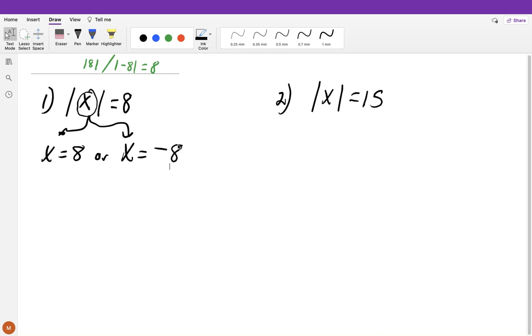So from doing it like this, it's going to create two different answers, because we know that both a negative 8 and a positive 8 are 8 units away. So when there's nothing being done to it, and it's just like this, it's very basic.